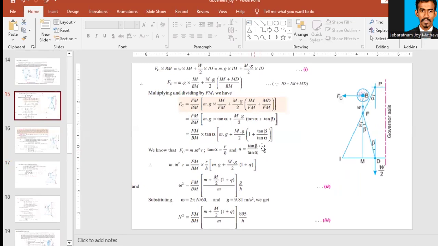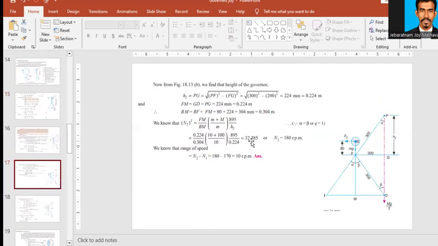In our question, alpha is equal to beta, so tan alpha will be equal to tan beta. If tan alpha is equal to tan beta, q will be equal to 1. If I replace 1 here, 1 plus 1 is 2. This 2 and this 2 will cancel out. So what we will have is small m plus capital M upon small m. That's why we don't have any q terms here. Because alpha is equal to beta, q is equal to 1. Therefore, when we solve it, we will have N2 as 180 RPM.